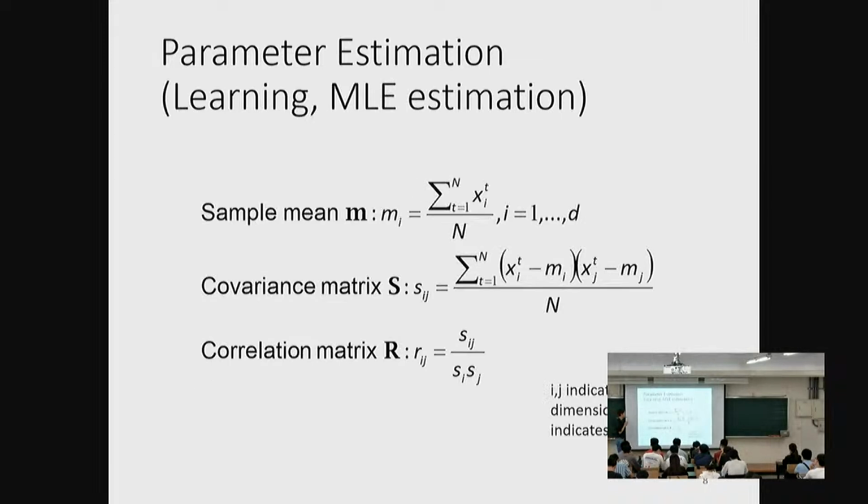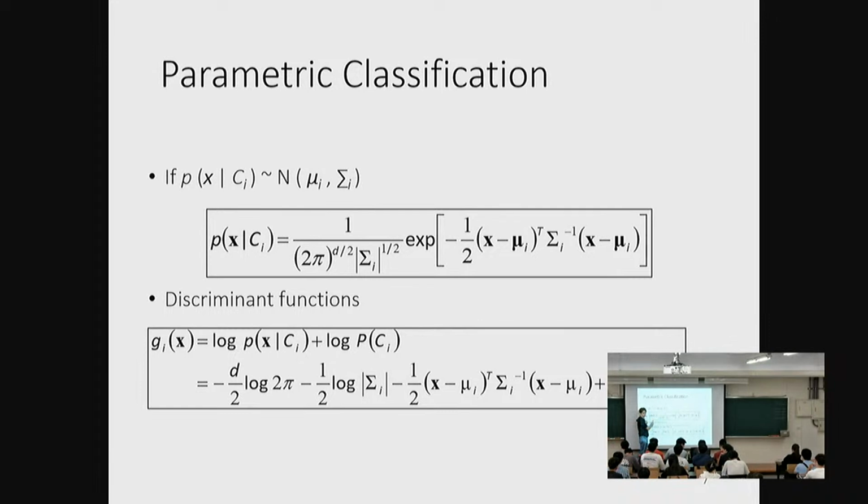Okay, so again, we're back to the MLE estimation, very similar to the single dimensional case. In this slide there's some misleading notation, so I want to add a footnote. The i and j here indicate each dimension, while the previous i indicates which class it is. Just keep that in mind.